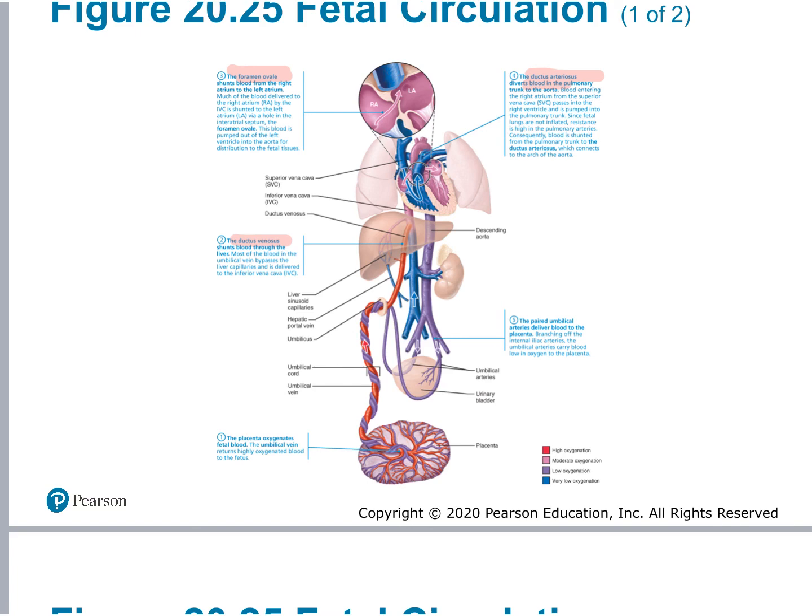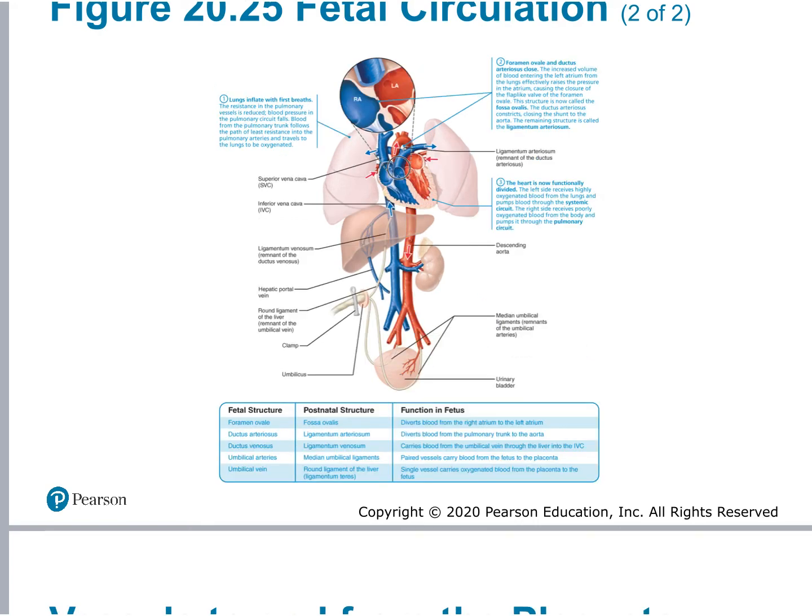So the three shunts that we have are the ductus venosus, foramen ovale, and then the ductus arteriosus. After birth, this is all going to be fixed and it's going to look more like the adult circulation. So on this chart, it tells you what happens after birth: what happens to the ductus venosus, what happens to the ductus arteriosus, and what happens to the foramen ovale.